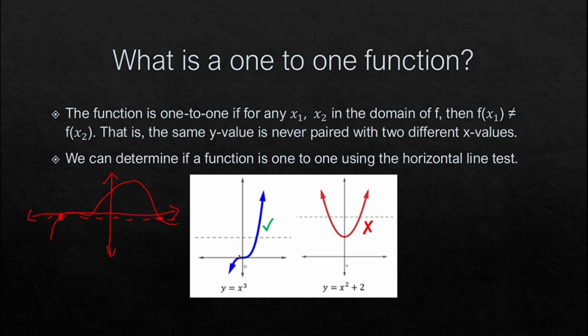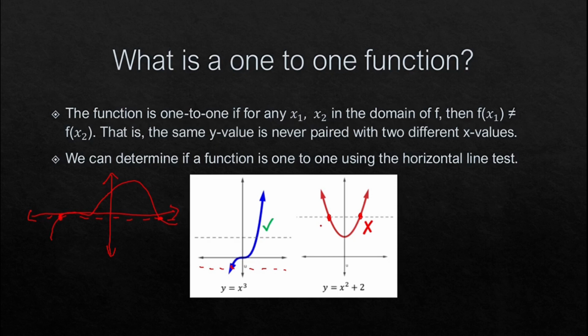Here is another example. With the horizontal line test, it touches only once here, and only once here, and it keeps repeating upward. This is y equals x cubed, which means y equals x cubed is a one-to-one function. Here is another one. Since the line intersects twice, it is not a one-to-one function.